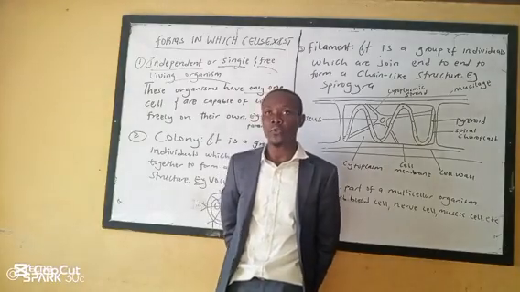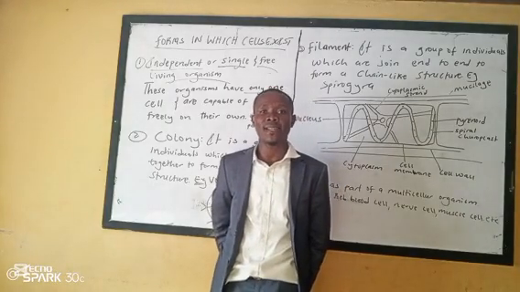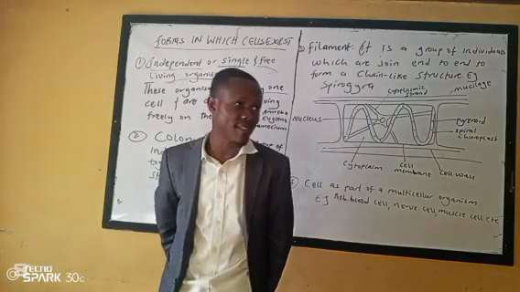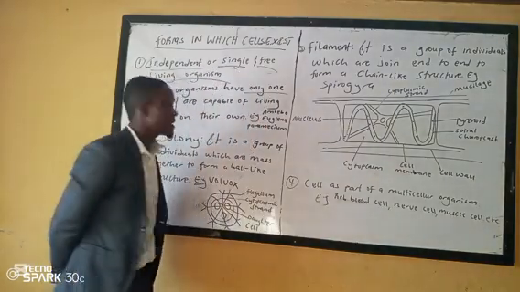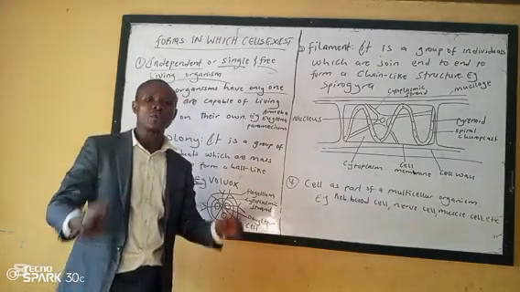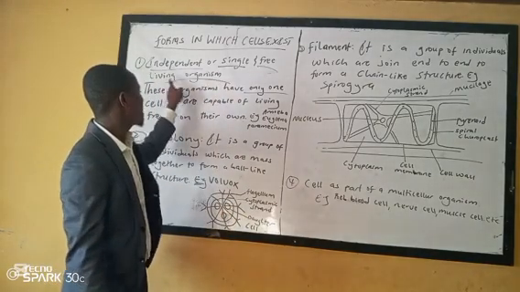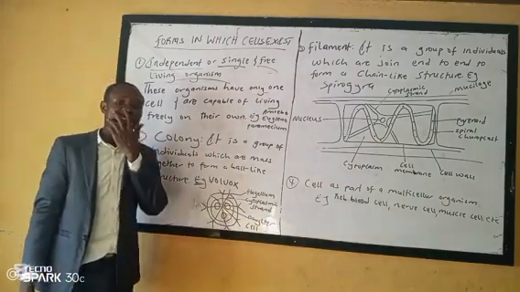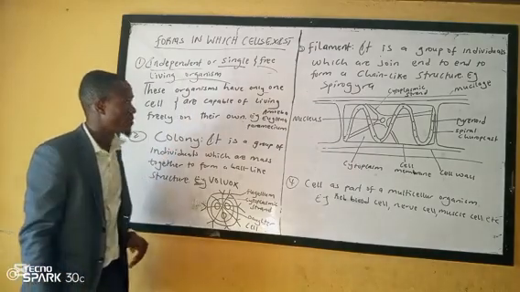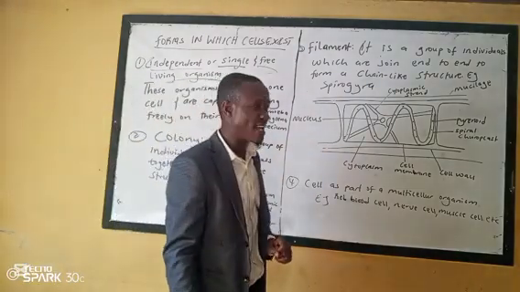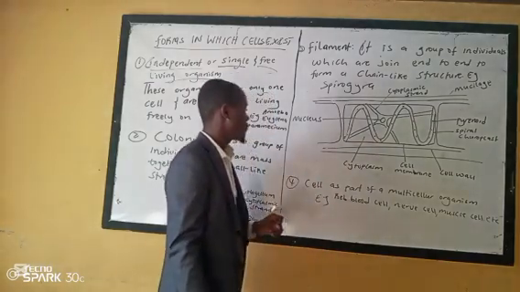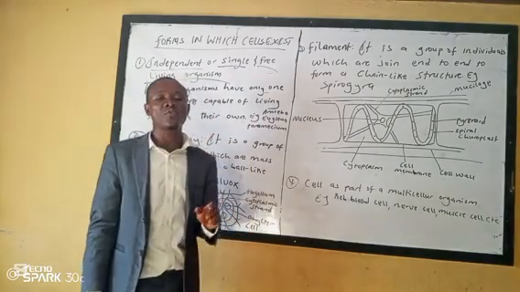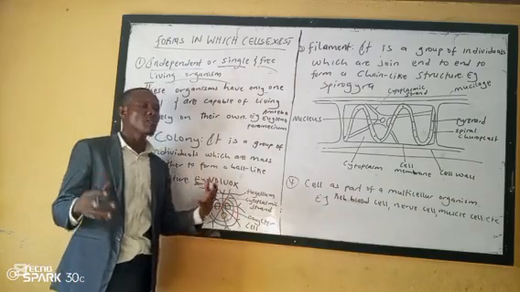So today we are going to talk about forms in which cells exist. Actually, we have four forms in which cells exist. One, they can exist as an independent or single and free living organism. Then two, they can exist as a colony. Three, they can exist as a filament. And the fourth one, number four, they can exist as part of a multicellular organism.